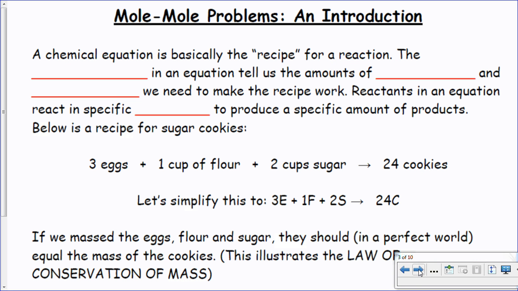Okay, so here we are. Chemical equations are like that recipe, where the coefficients tell us about the reactants and the products that we need in order to make the recipe work. Reactants in an equation are in specific ratios to produce a specific amount of products. You can only make a peanut butter and jelly sandwich if you have 2 pieces of bread. If you run out of bread, the ratio is not right. It's not really technically a proper sandwich.